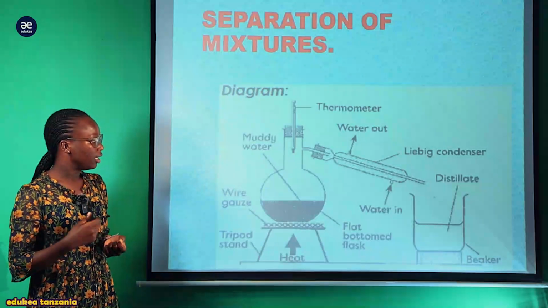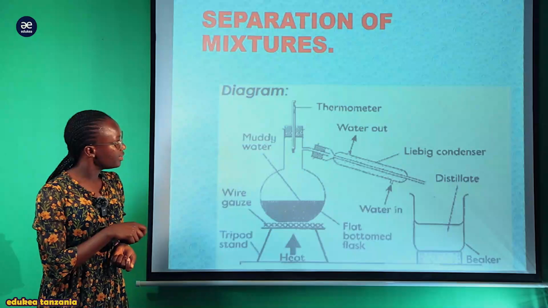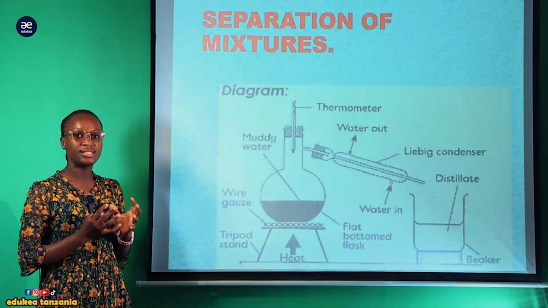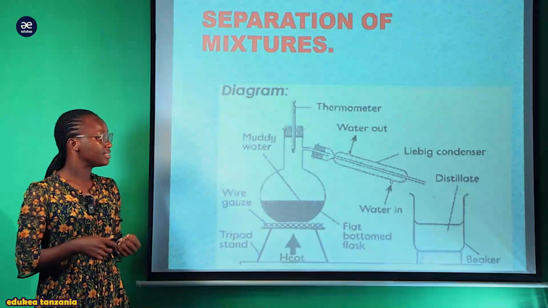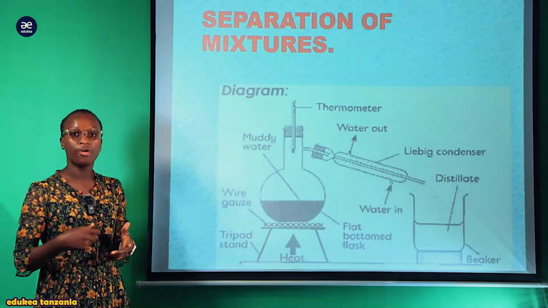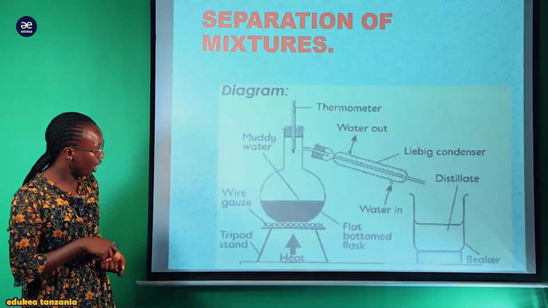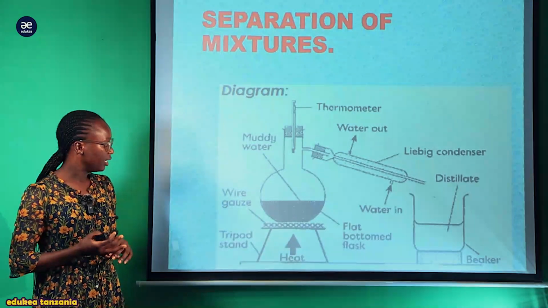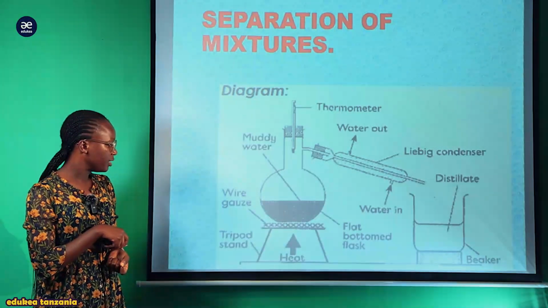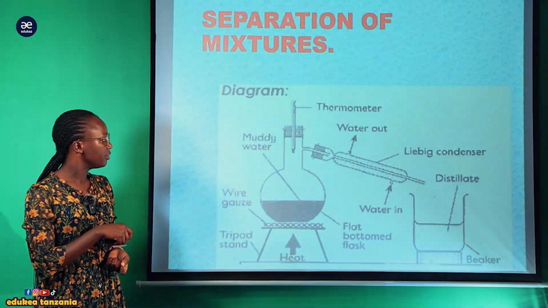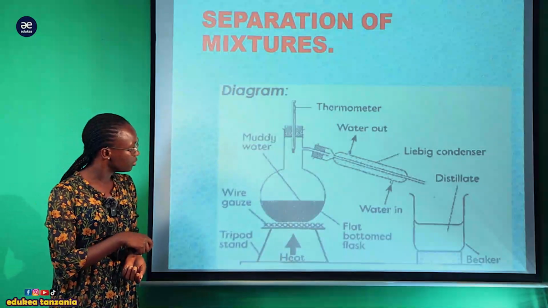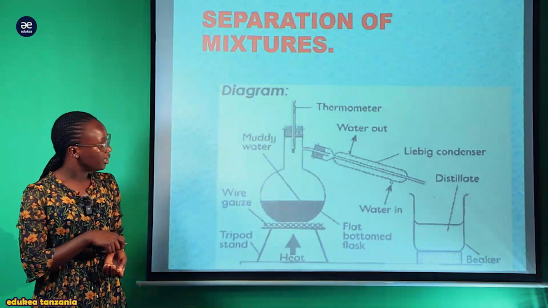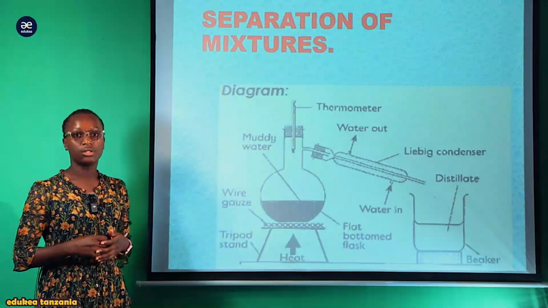This is the Liebig condenser, ambayo hii inatumika sasa kucondense those vapors ambazo zitapelekea sasa hizi distillates ziwe formed in our beaker. This is the heat source. This is applied so as to ensure that there is heat energy, and this is a tripod stand which supports this flat bottom flask. This is a gauze which is used to spread this flame source. Yeah, so this is a simple mechanism or demonstration of how simple distillation can be done, and this is mostly used in our chemistry laboratory.